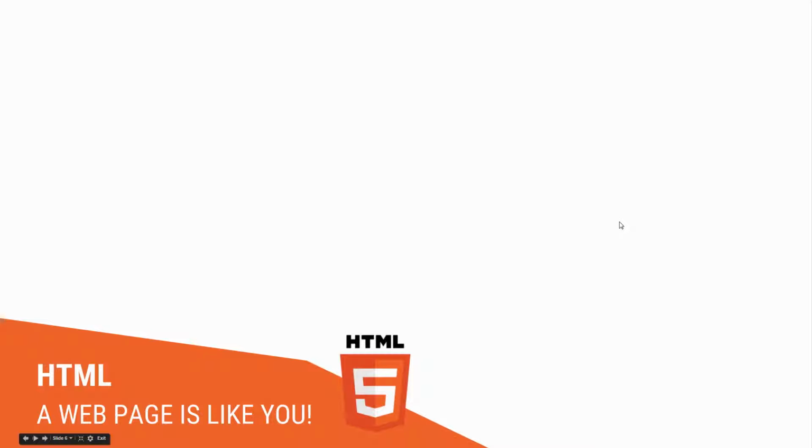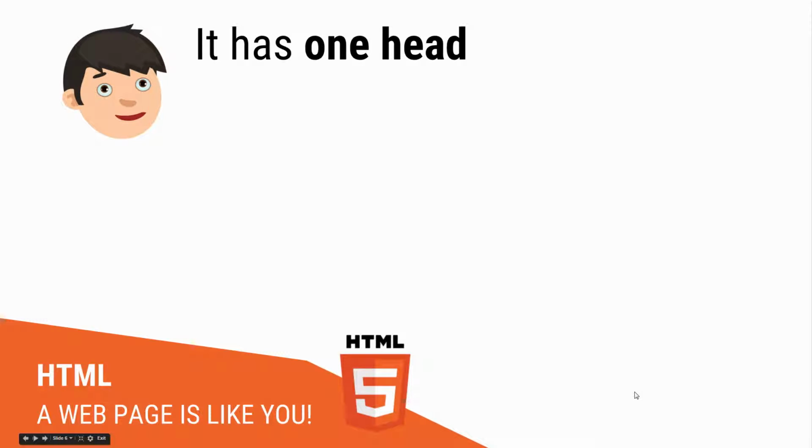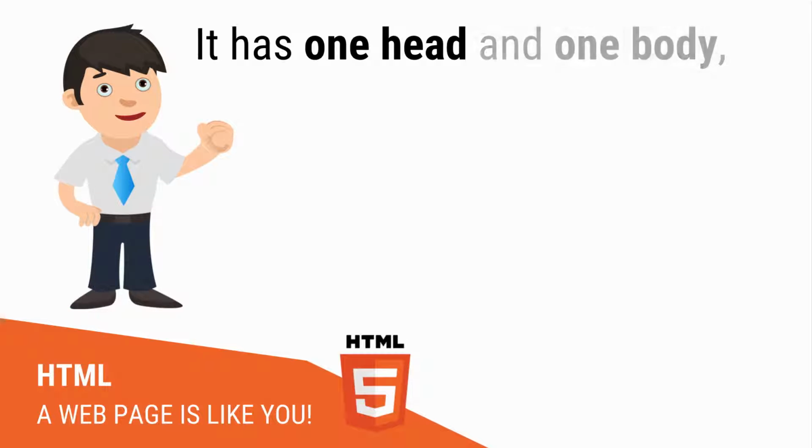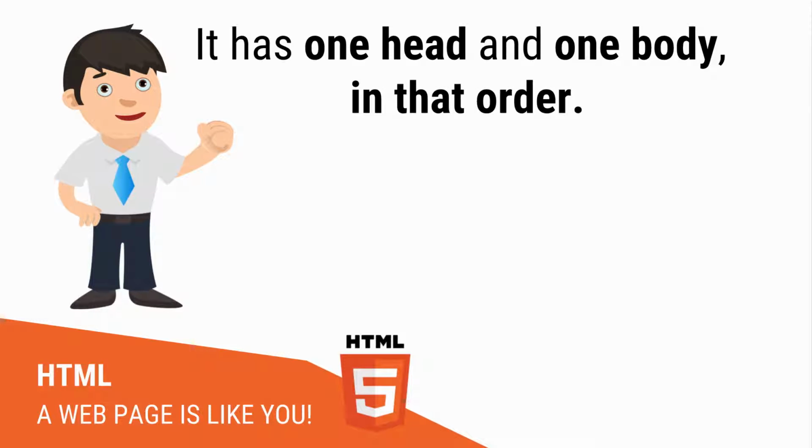When it comes to web pages, one of the most important things to understand is that every web page has a structure. It's what we call a boilerplate. It kind of has its own skeleton, if you will. It can get complicated, but the simplest way to think about it is that a web page is like you. It has one head and one body in that order.